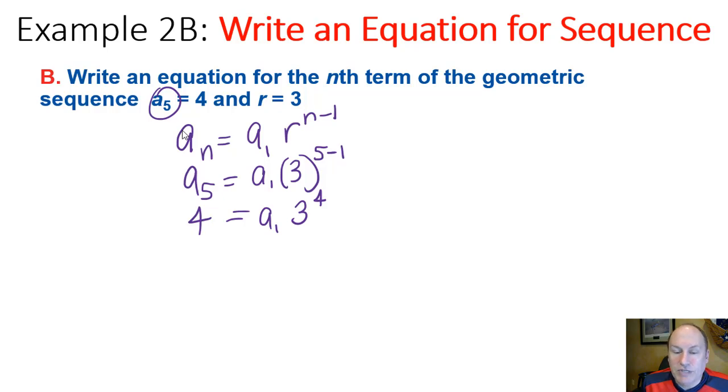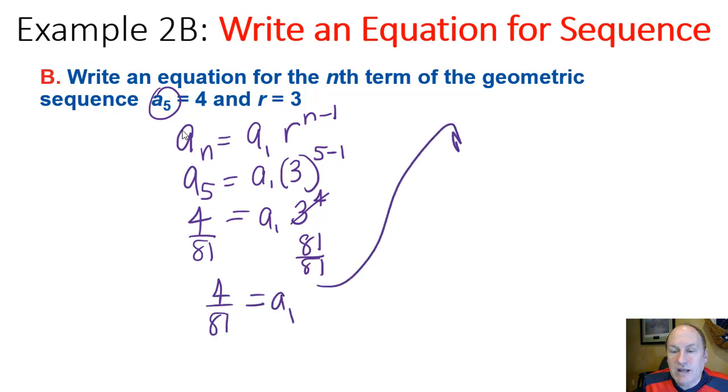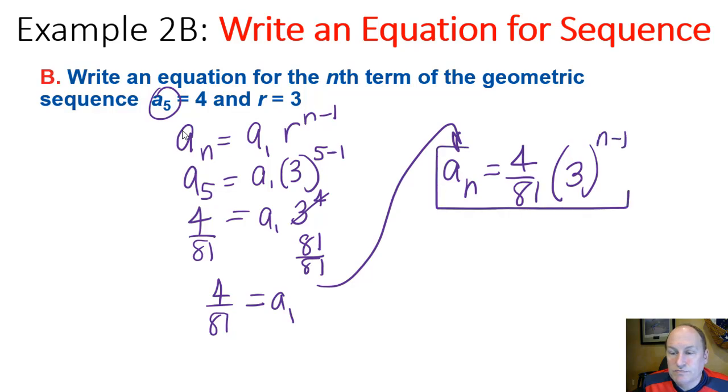Well, 3 to the 4th power is 81. So 4 equals a sub 1 times 81. Divide both sides by 81, and we get that 4 over 81 equals a sub 1. We can use that to put back into the original equation for any geometric sequence now that we know a sub 1. So any term in this particular sequence is equal to 4 over 81 times the common ratio of 3 raised to the n minus 1 power.